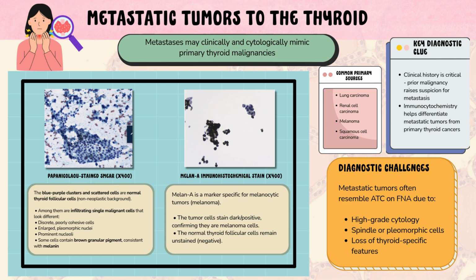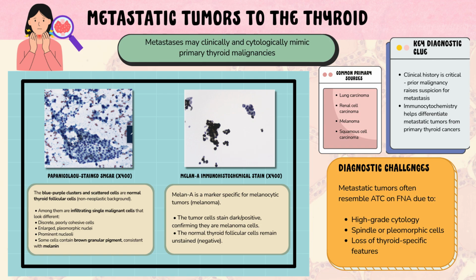One of the most significant diagnostic pitfalls is differentiating ATC from metastatic tumors to the thyroid. Although metastases to the thyroid are rare, they do occur, most commonly from lung carcinoma, renal cell carcinoma, melanoma, and squamous cell carcinoma. Cytologically, these metastatic tumors can closely resemble ATC because they also present as high-grade, poorly differentiated malignancies.